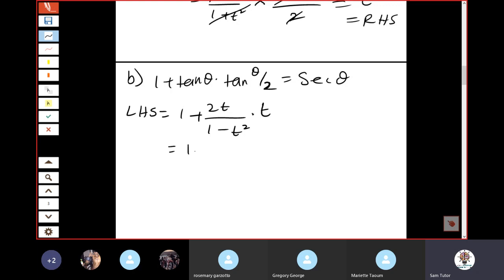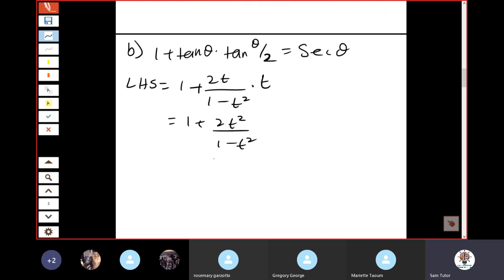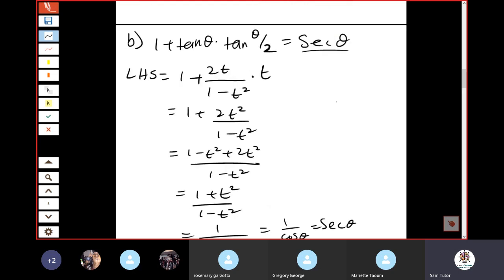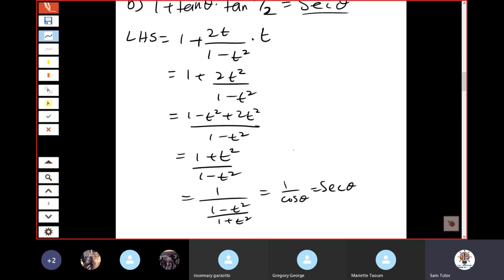Easy. 1 plus 2t squared on 1 minus t squared. Next line, common denominator: 1 minus t squared plus 2t squared. Boring stuff, you guys. Look, easy. And you know that is 1 over cos. And if you didn't know that was 1 over cos, it's okay. You can cheat. You know it says sec theta, so you know sec theta is 1 over cos. You know cos is 1 minus t squared over 1 plus t squared, and then you just fudge it out.